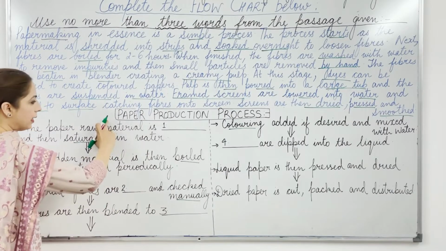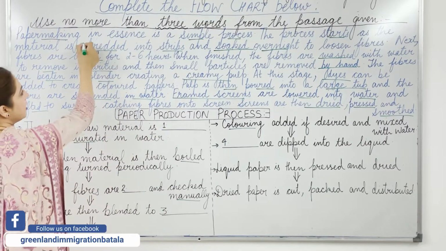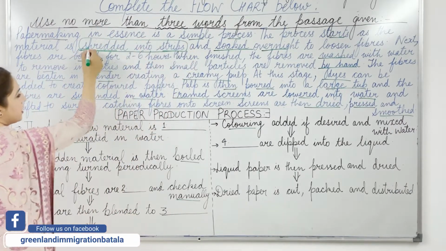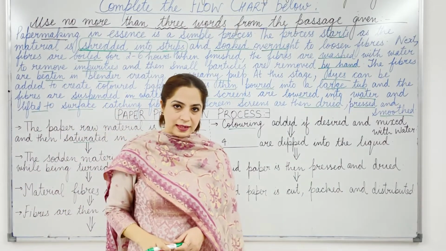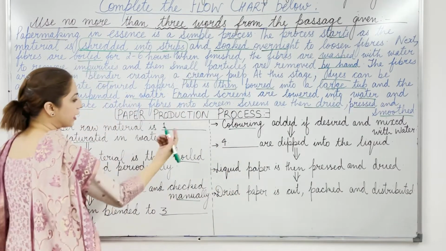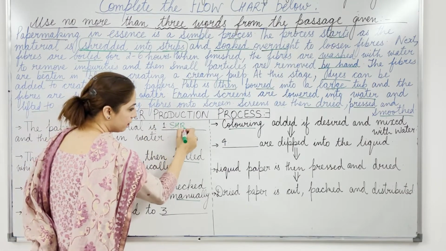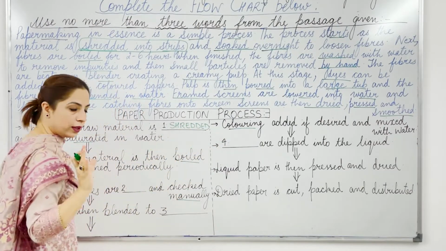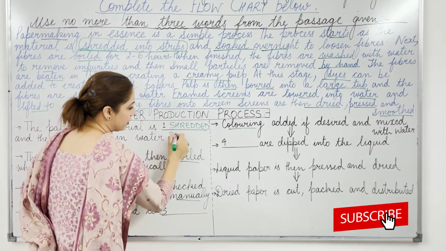So the answer here is the paper raw material is, what did it say? What is done to the paper raw material? Is shredded into strips. So what was the instruction? Not more than 3 words. It could be, what can the answer be here? The paper material is shredded. Even this is okay, one word. And if you want, shredded into strips, even this could be the answer.